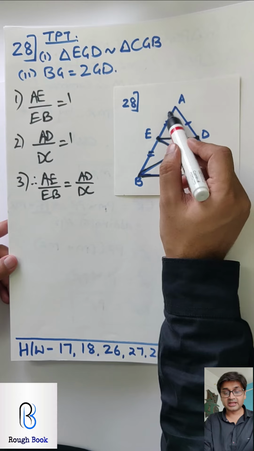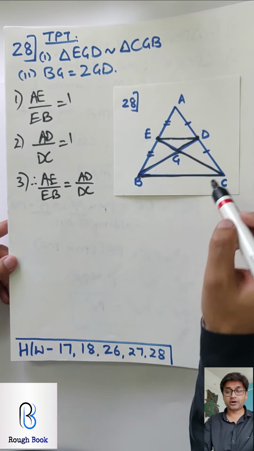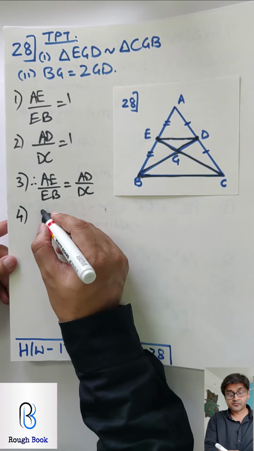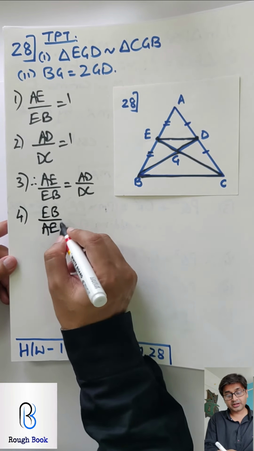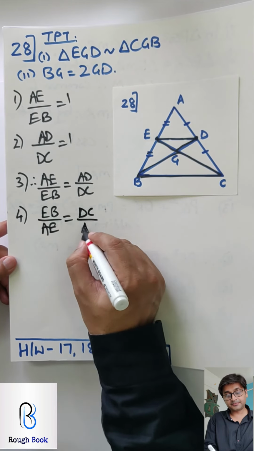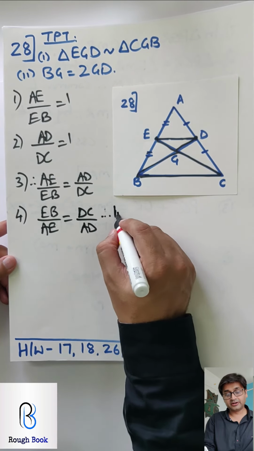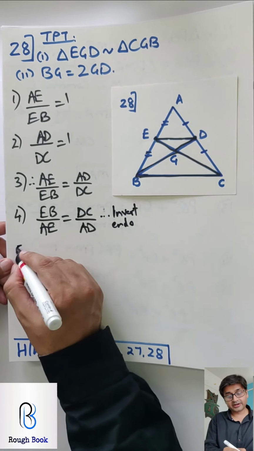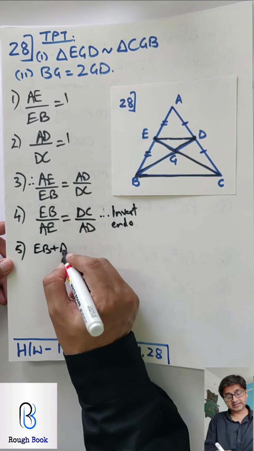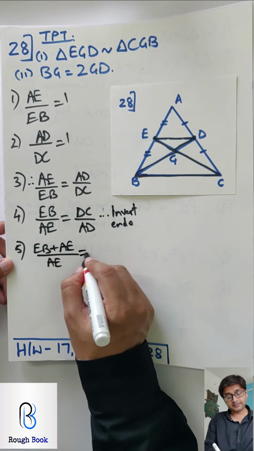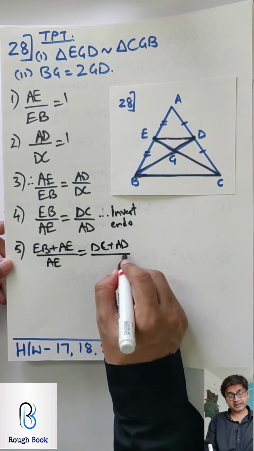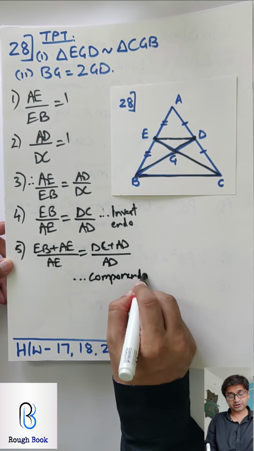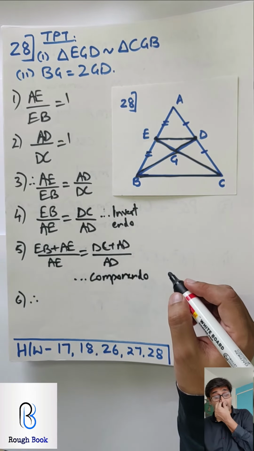So we'll try and prove that AE upon AB equals AD upon AC. How? So you'll have to be a little careful here. Otherwise, it's going to be tough. EB upon AE equals DC upon AD. This is called invertendo. We just inverted. Reciprocal. Okay. Why did I do that? So EB plus AE upon AE equals DC plus AD upon AD. This is called componendo. Do you remember ratio proportion? Superb.